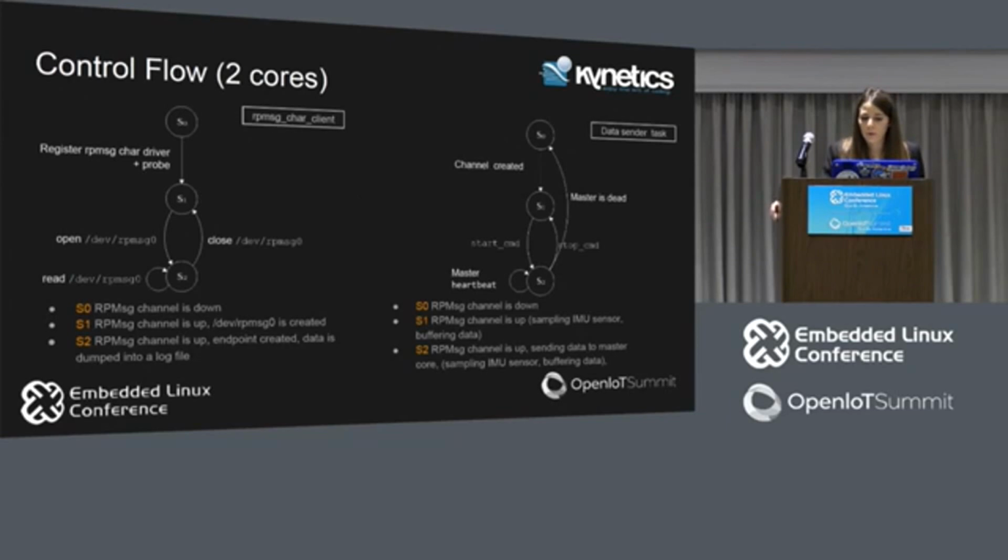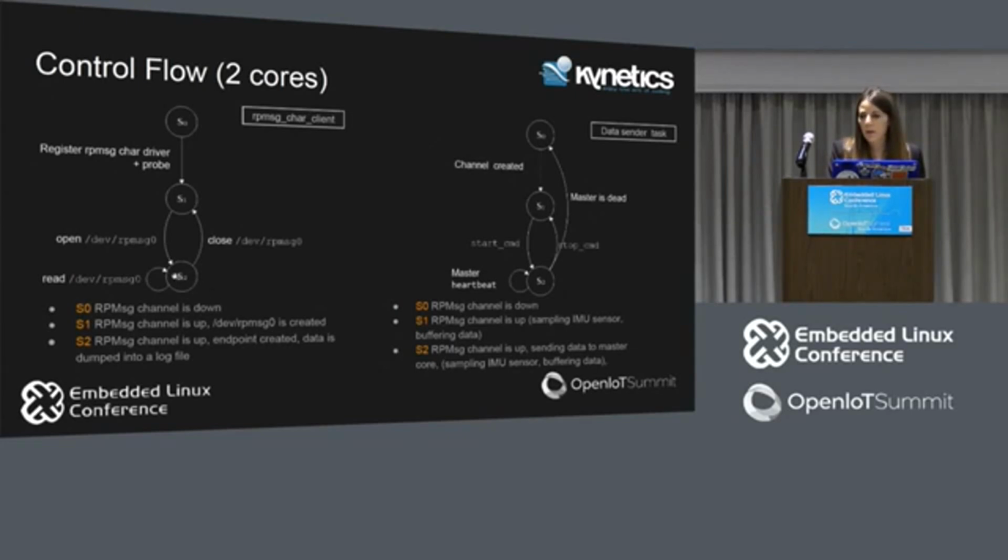Here we have the control flow on the 2 cores. On the left side, we have the rpmsg car client on the Linux, so the Linux user space application. We have a first transition from a state where the rpmsg channel is not created to a state where it's up. Then the user application just opens the dev rpmsg0 character device, and with this action, the endpoint is actually created. And then we stay in this S2 state.